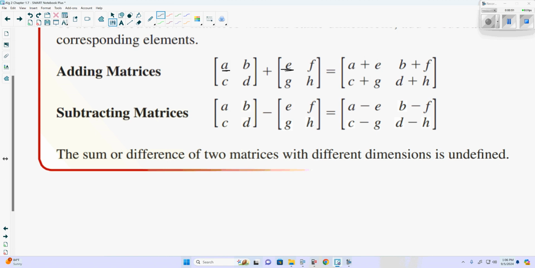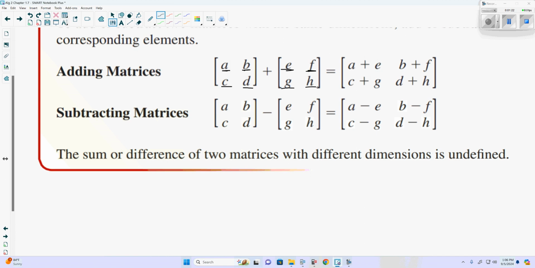B is in the top right. F is in the top right. So we'll add B and F. C is in the bottom left. G is in the bottom left. So we would add C and G. D is in the bottom right. H is in the bottom right, corresponding spots. So we would add those together. Subtraction, we would do almost the exact same thing, but instead of adding them, we would subtract.